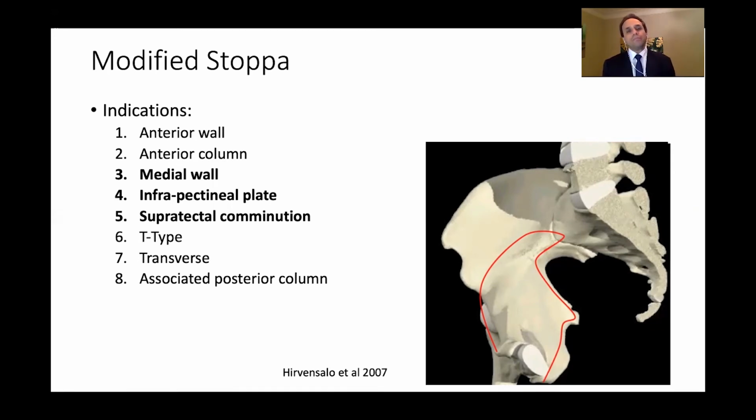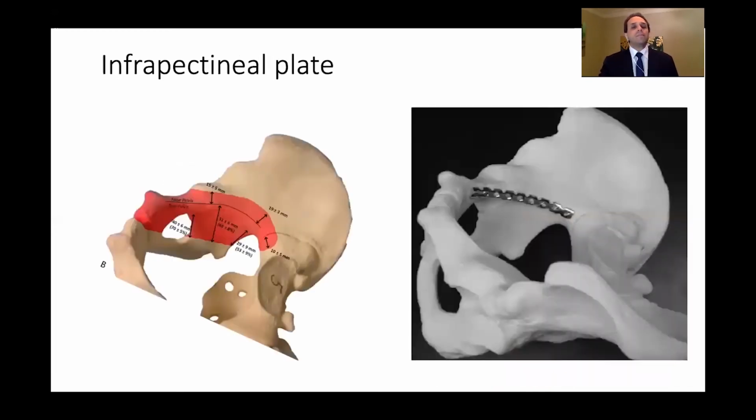So this approach is very useful, and if you train to do it, sometimes it is an addition to your work. This is an example of the infrapectineal plate. The infrapectineal plate is very difficult to put from any other approach because of the direction of the drill and screws, you can imagine the drill and screws coming from the other side. So this cannot be done through an ilioinguinal approach. It's almost impossible.